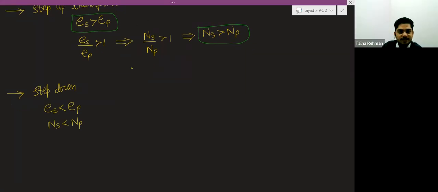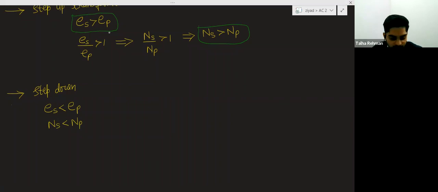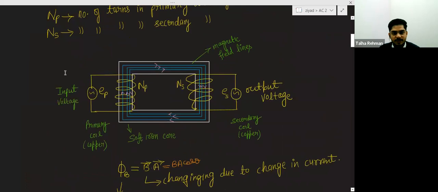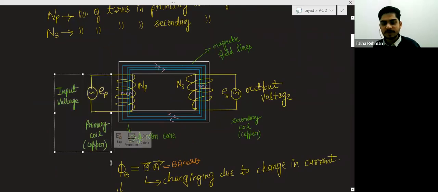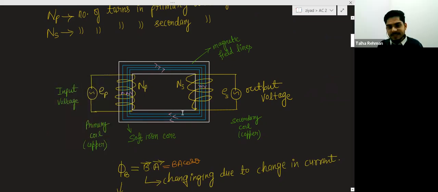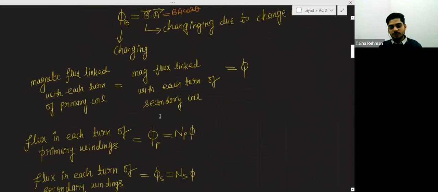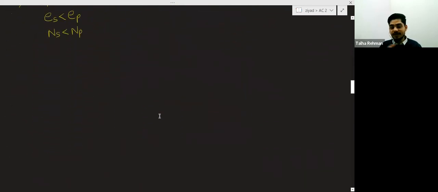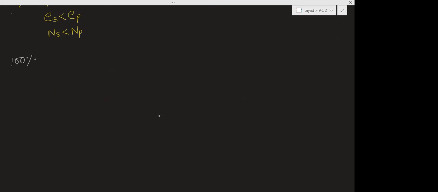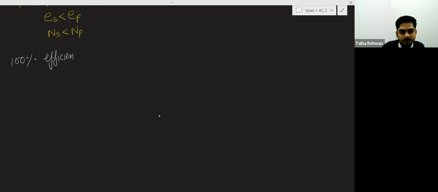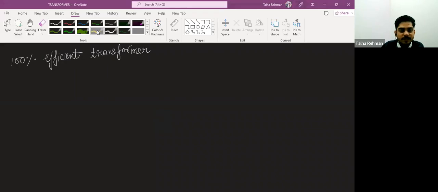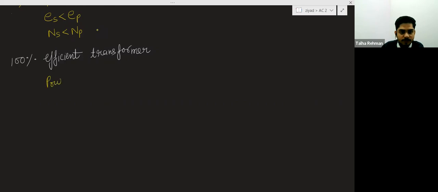Now, there is one ideal condition where I will assume that the transformer is 100% efficient, meaning there is no power loss in the transformer. Suppose you are giving some electrical power here and the same amount of electrical power you are getting at the output. This is the case when your transformer is 100% efficient. That is not possible practically. So in case of a 100% efficient transformer, power input is equal to power output.